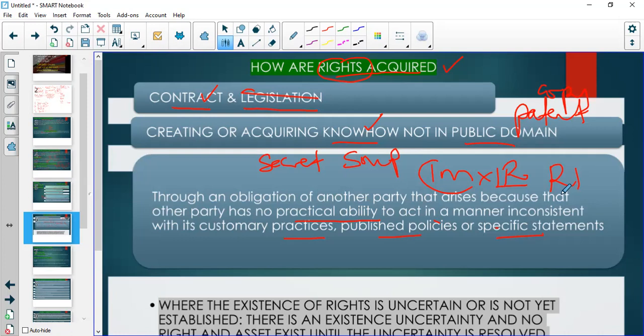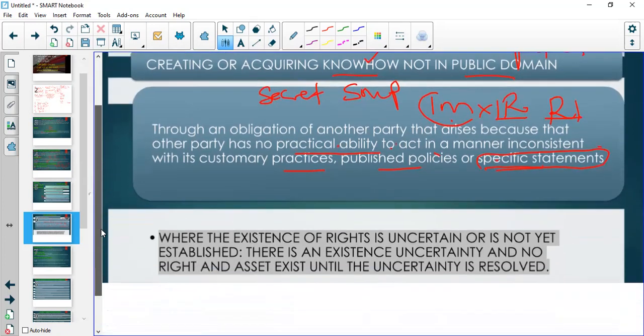That's an asset, right? Why? Because of their specific statement that they have declared on that 1 rand per share, under normal circumstances they do not have a practical ability to not pay that dividend, which they have declared. So this is how you can acquire a right as well. And here's something that is very important.